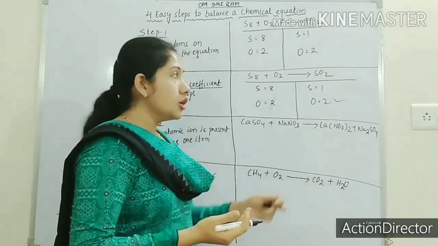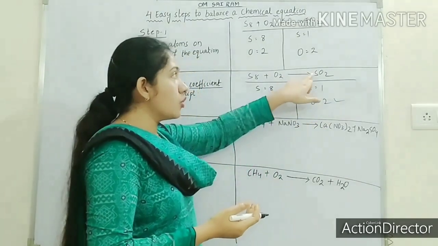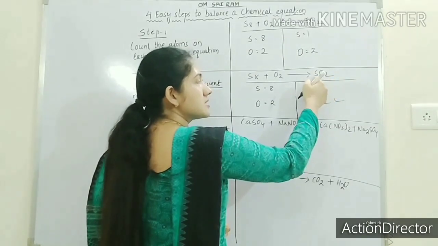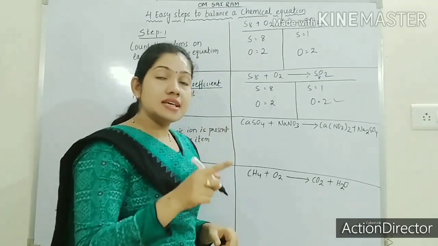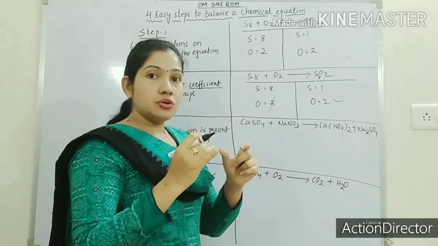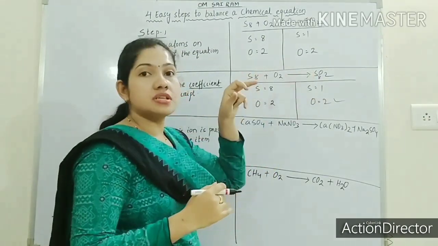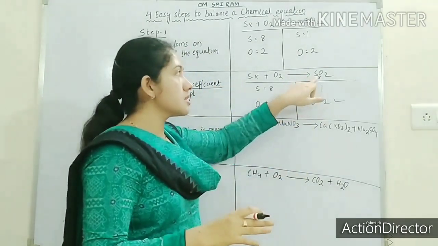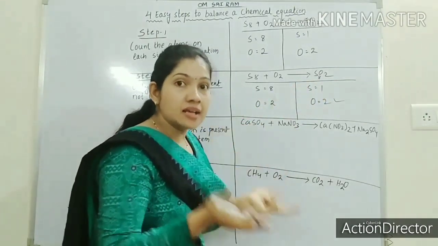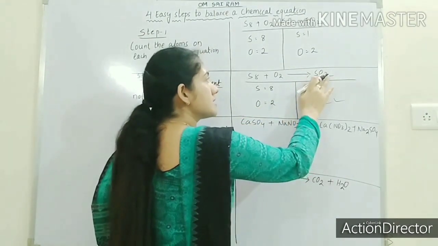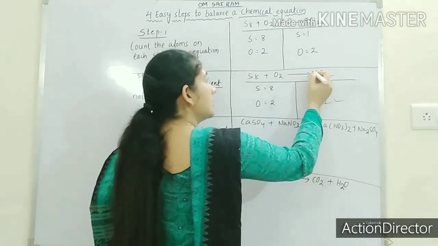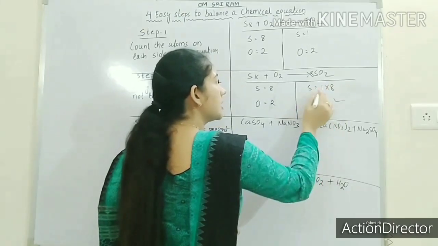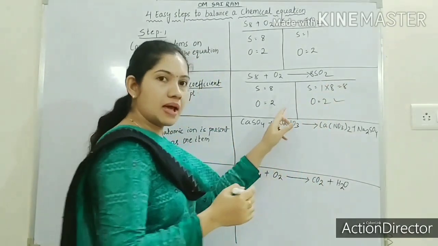So what can we write? As I said, we can add a coefficient. We cannot write S8 here because we cannot change or add the subscript. We can only write the coefficient here. We cannot change the subscript, or add a subscript. So here we can add an 8 as the coefficient. Now it is balanced.